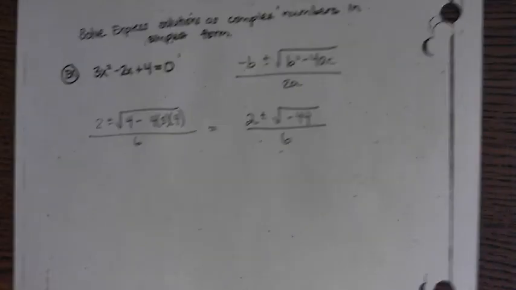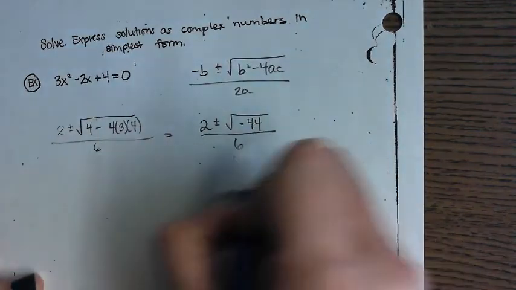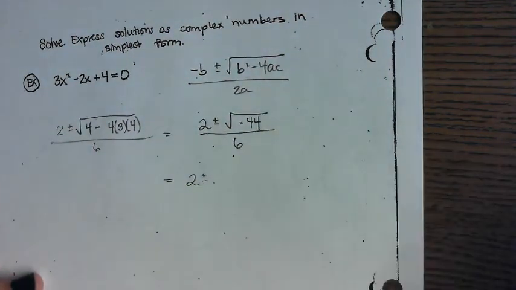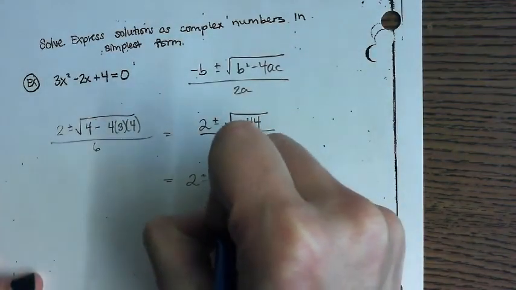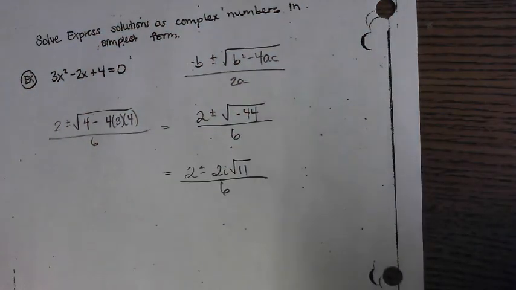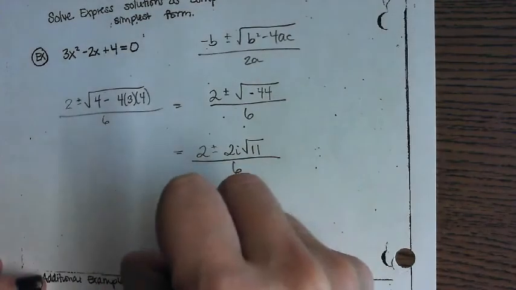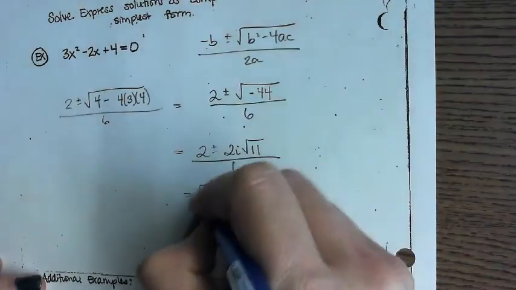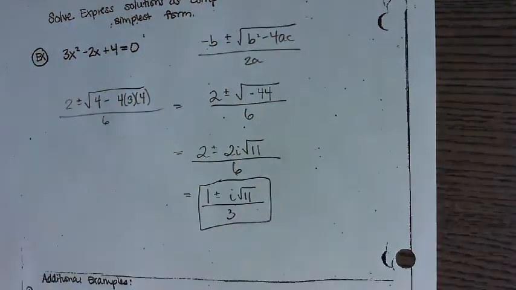I break down the square root of negative 44 into what? Andrew? Perfect. All over 6. And then all 3 terms are divisible by 2. Good.